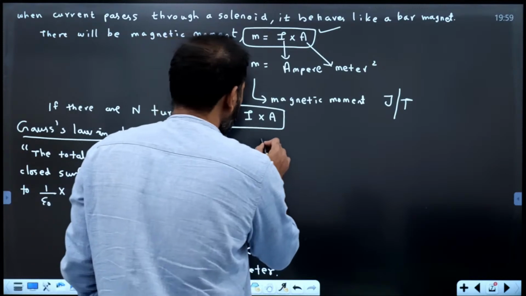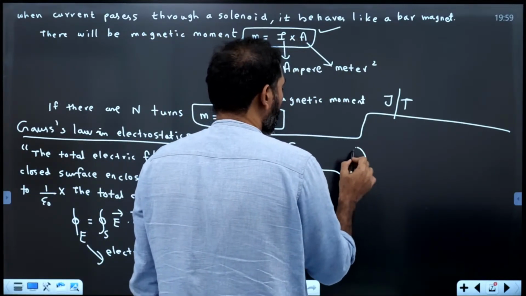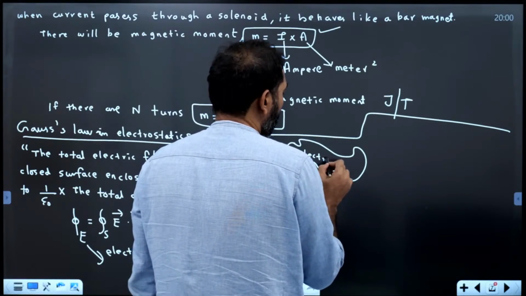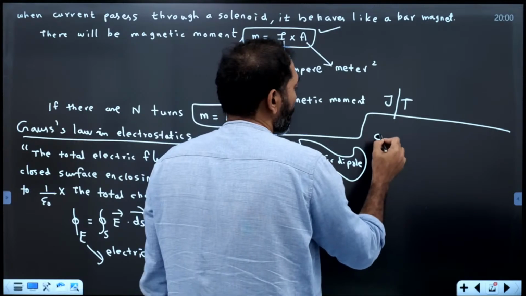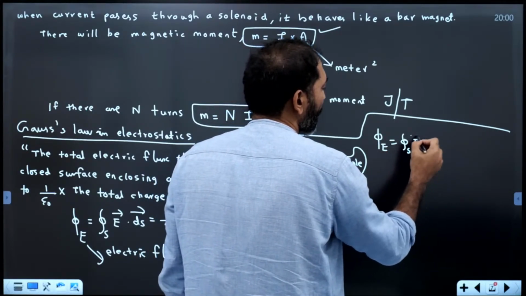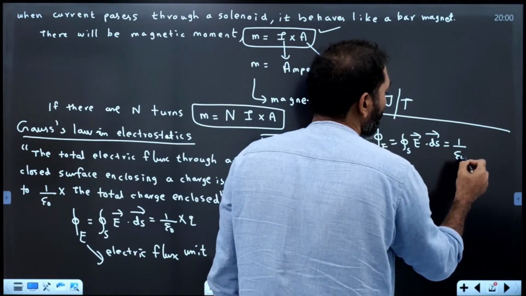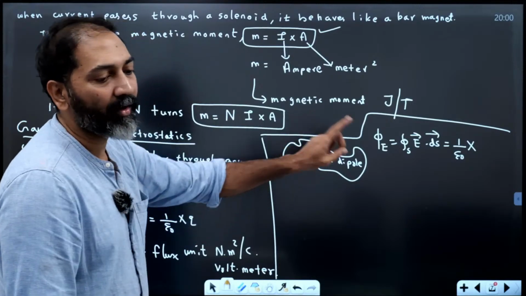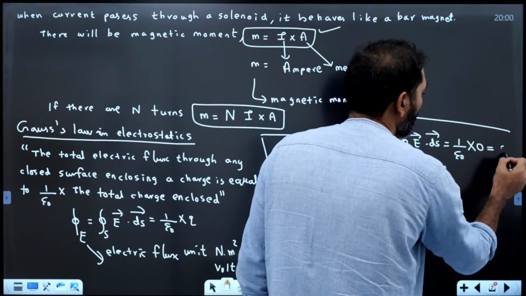Now my question is, if a closed surface contains an electric dipole, what will be the total electric flux through it? Phi suffix e is equal to integral over S E vector dot dS vector is equal to 1 by epsilon 0 times total charge. But remember, the total charge of a dipole is what? 0. So, total electric flux will be what?